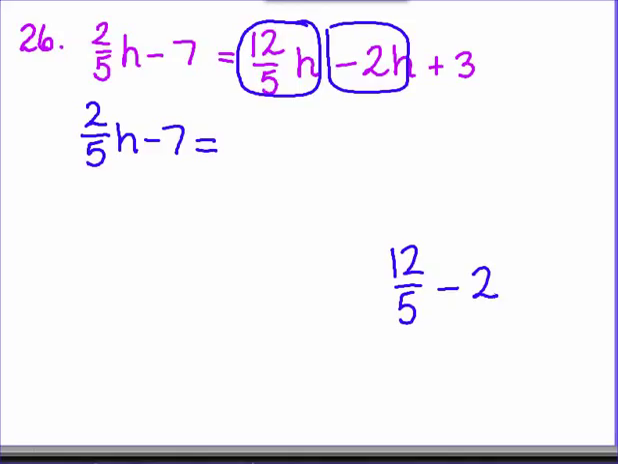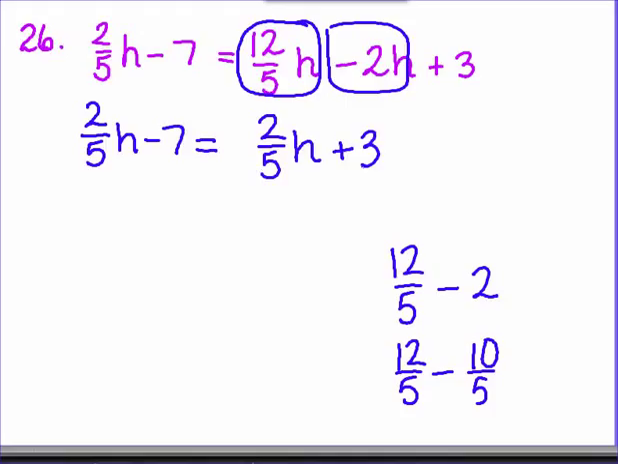So how many fifths is 2? 10. So I've got 12/5 minus 10/5, which is how many fifths, folks? 2/5. So really this is 2/5 h plus 3. Now real quick, questions on what we just did.